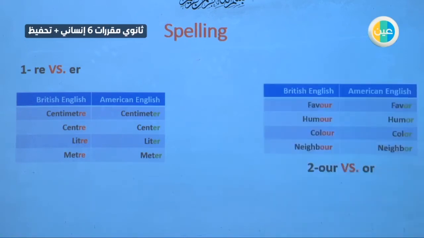Okay, so this is the first rule. American, E-R. British, R-E. We have also O-U-R and O-R. Some words end with O-R. So, in British English, they like to put U between the O and R. For American, it's not. Favour, O-U-R. But for the American, it is favor, O-R, no U. Humour, sense of humour, O-U-R. For American, it is just O-R. Colour and neighbour.